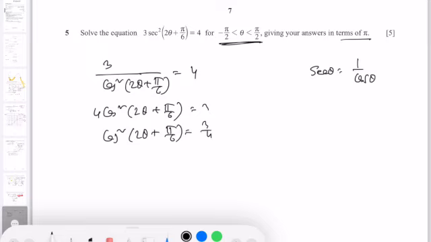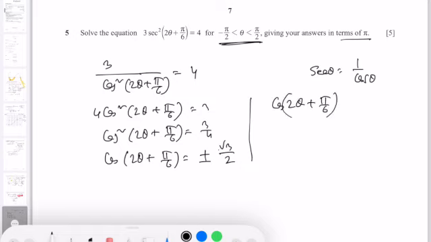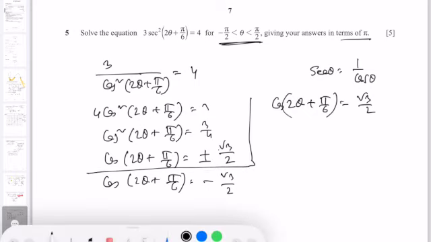Now if we take the square root on both sides, we can write cos 2 theta plus pi by 6 equals plus or minus root over 3 by 4, which means root 3 divided by 2. So there are two parts: cos 2 theta plus pi by 6 equals root 3 by 2, and another one is cos 2 theta plus pi by 6 equals minus root 3 by 2. Now we use the CAST diagram, or ASTC diagram, all students trust Cambridge. Here A means all of sine, cos, tan are positive in that quadrant. In the second quadrant sine is positive, in the third quadrant tan is positive, in the fourth quadrant cos is positive.